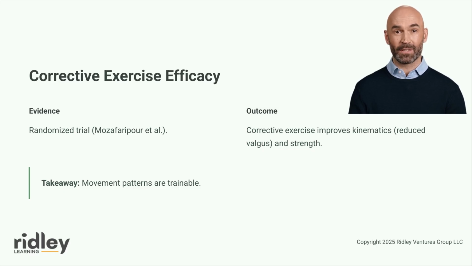Following the corrective exercise program, participants demonstrated significant improvements in lower extremity kinematics during functional tasks, with reduced hip adduction and knee abduction angles. Crucially, strength measures of the hip abductors and external rotators also improved, confirming that the kinematic changes were accompanied by underlying capacity improvements. The findings from this trial support the trainability of movement patterns through targeted exercise intervention.